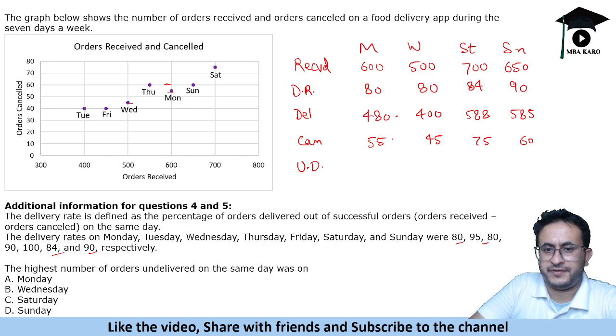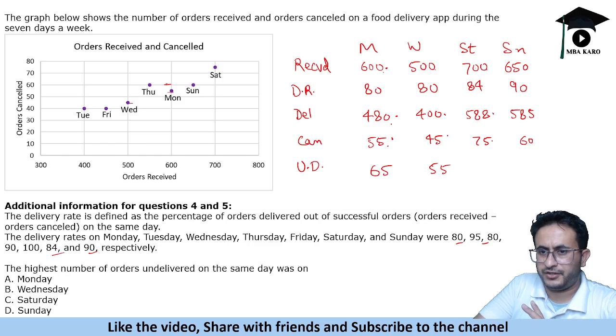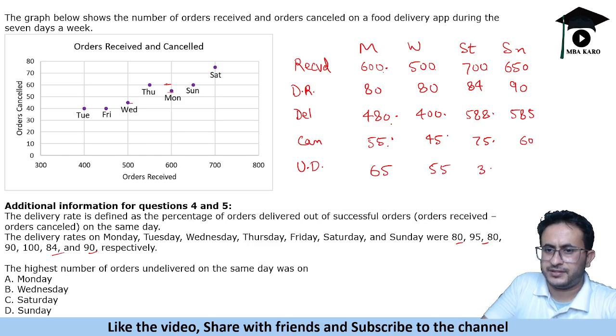Okay, so we have to subtract to find undelivered. So 120 minus 55, 65 undelivered. This is 445, 55 undelivered. 112 minus 75, 37 undelivered. And this is 65 minus 60, that is 5 undelivered. So highest undelivered is on Monday.